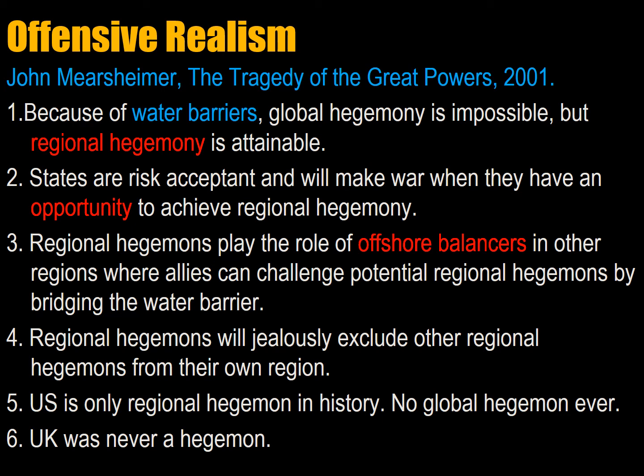Number 3, regional hegemons play the role of offshore balancers in other regions where allies can challenge potential regional hegemons by bridging the water barrier. So the U.S. is a regional hegemon in the Americas. The U.S. does not want China coming to America. So the U.S. plays an offshore balancing role in Asia.